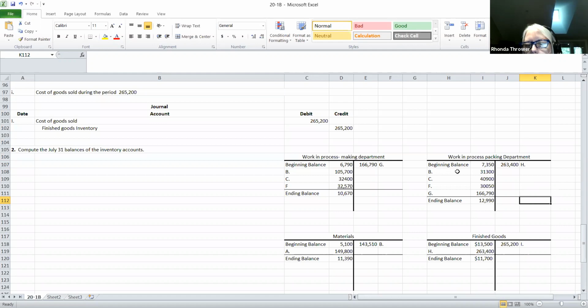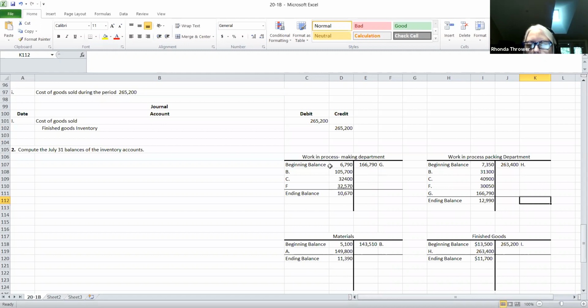The work in process in the packing department, they added some direct materials, some direct labor, and some applied factory overhead. And they also added as a debit what was transferred from the making department. All of these debits are combined and subtracted from the credits that went out into the finished goods account to find the ending balance. So we added our debits, subtracted our credits to get the ending balances of these accounts.